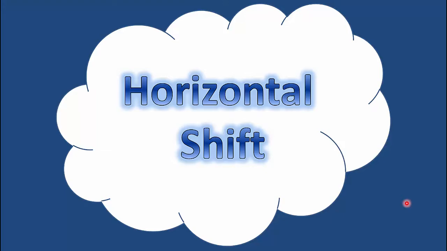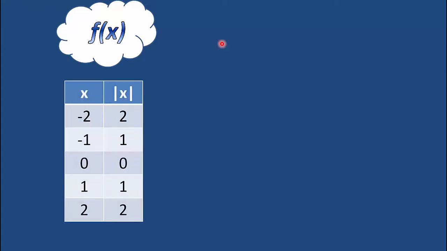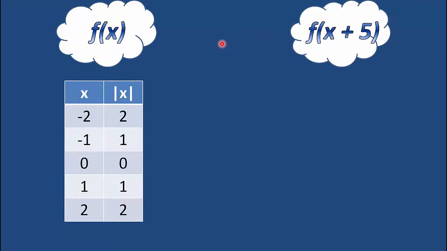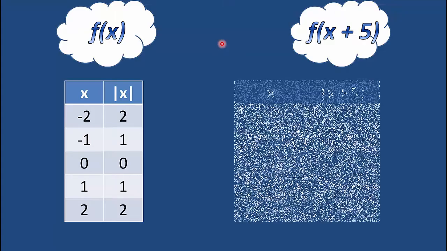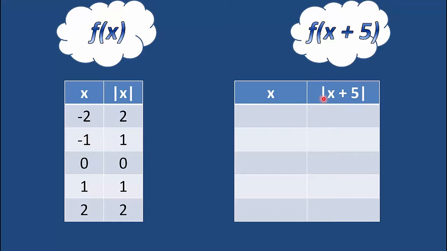Now let's talk about a horizontal shift. So let's consider this absolute value function and think about what would happen if we add 5 inside the absolute value with the x, like this. So we have the absolute value of x plus 5, that quantity, instead of the absolute value of x, plus 5. So now this is a little less intuitive, but think about this.